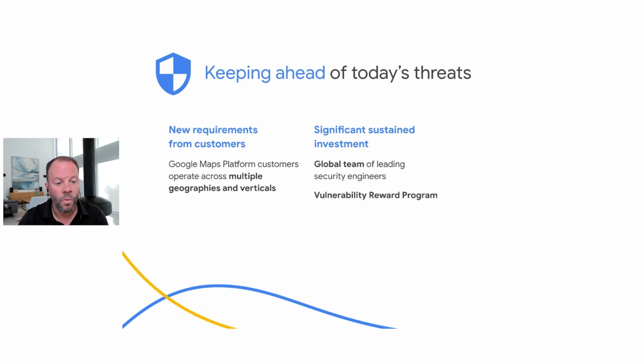We invest a lot in security at Google, but not just in Google. We collaborate with other industries, with verticals. We work with folks in open source communities. We work with security researchers. We offer a bug bounty program.